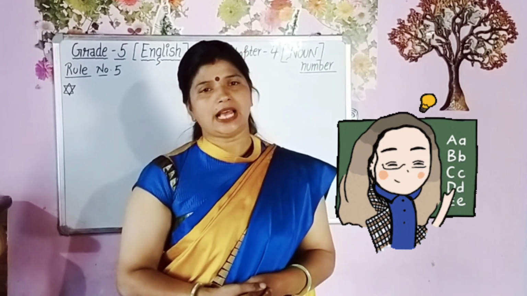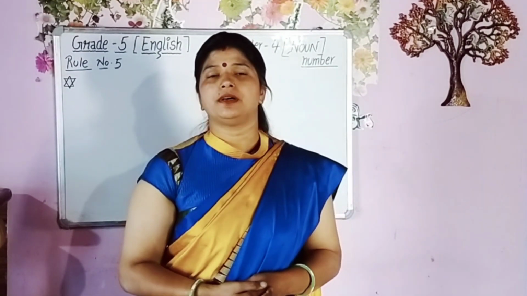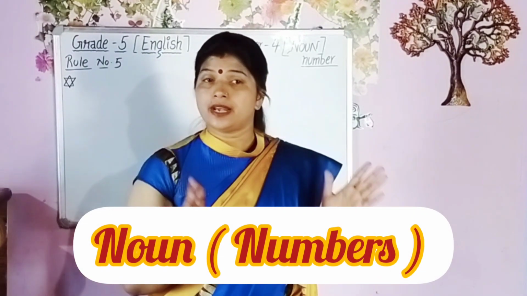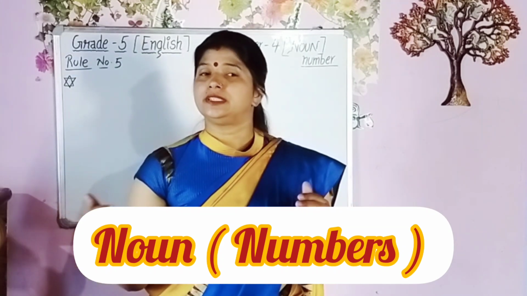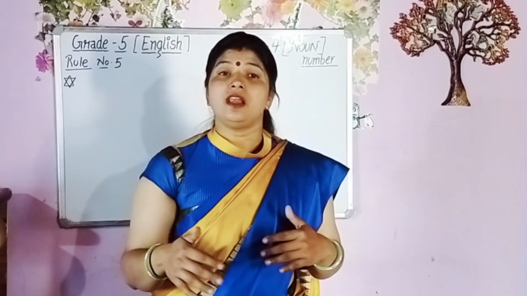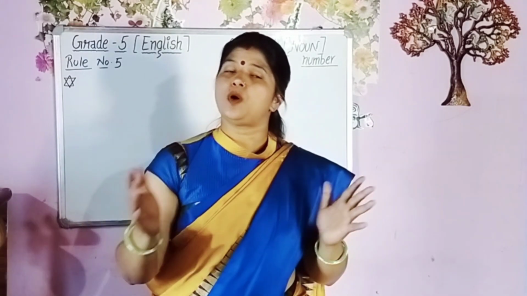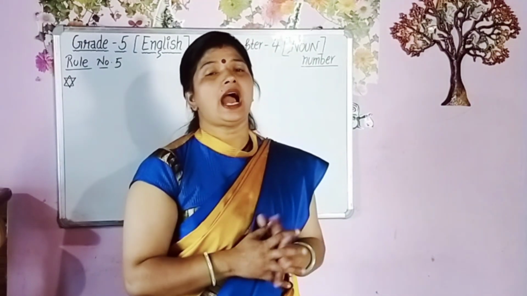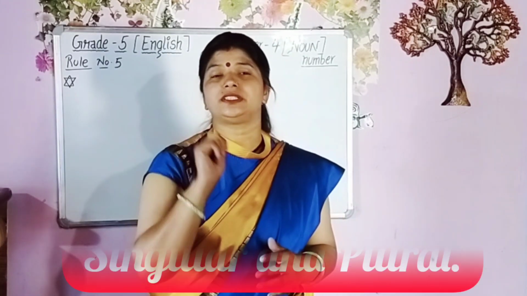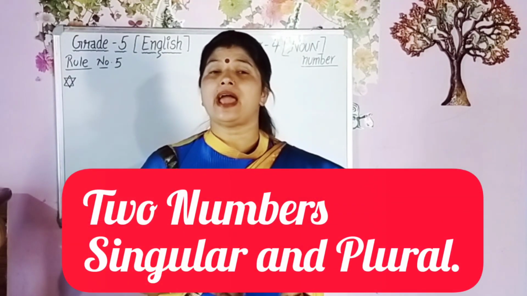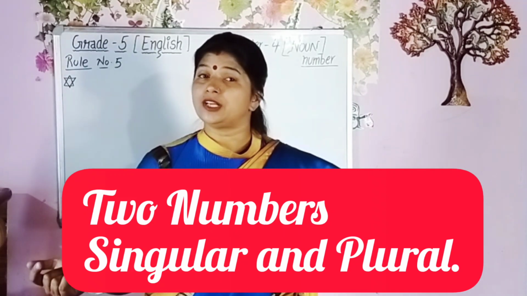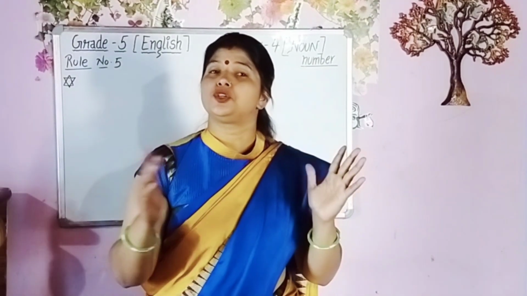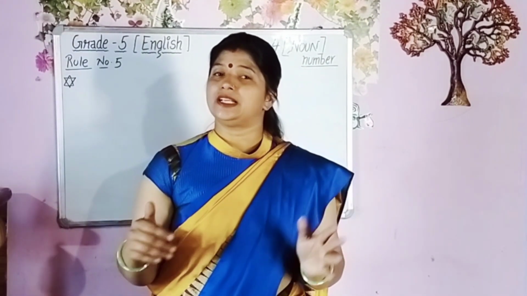So, little kids, as you know, in our English grammar nowadays we are doing the chapter noun numbers. Today also we will continue the same topic, but we will learn something new about it, how to change singular to plural. On that day I told you that there are two numbers in our English language. One is singular and the other is plural. When we are talking about one, it is known as singular form, and when we are talking about two or more than two, it is known as plural form.